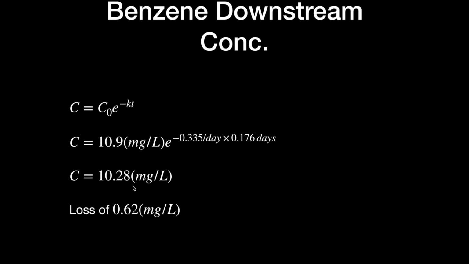So for this relatively fast flowing stream, you're really not getting a lot of mitigation or decay of benzene between these 2 points. So if you were worried about contact, or some kind of exposure at point B, you would probably still be concerned.